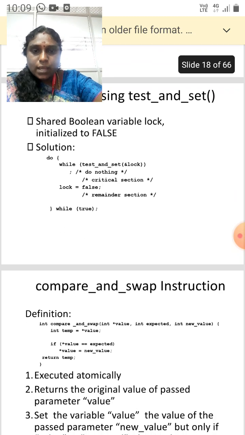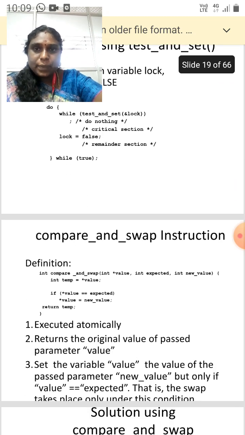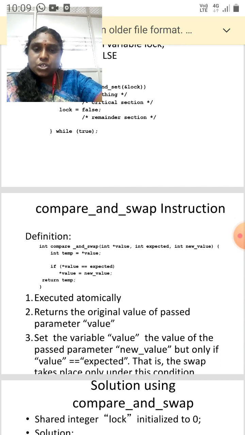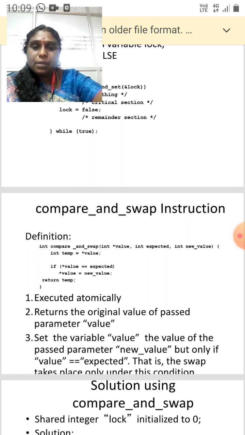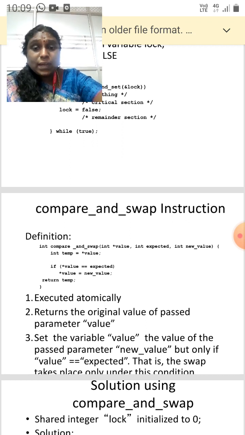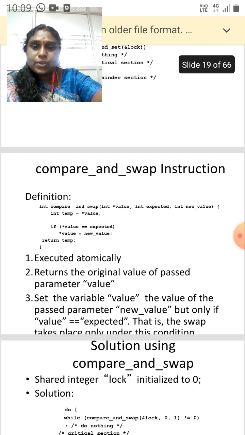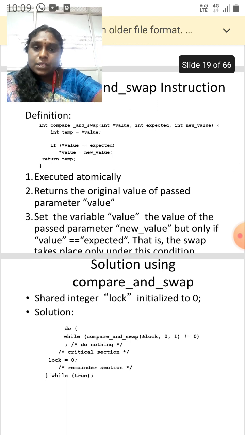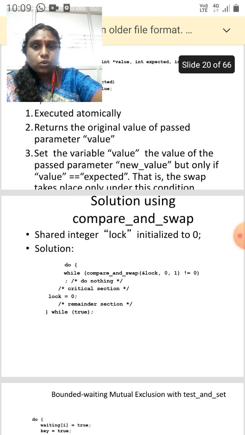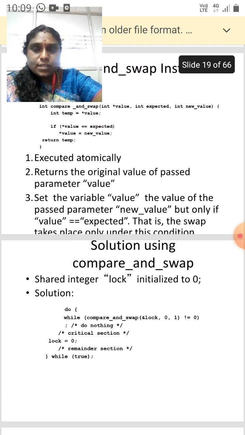We can also use the compare and swap instruction. It is executed atomically and returns the original value of the passed parameter, sets the variable value to the new value, but only if the expected value matches, which can then be swapped. The solution using compare and swap is to share an integer lock, initialized to 0.